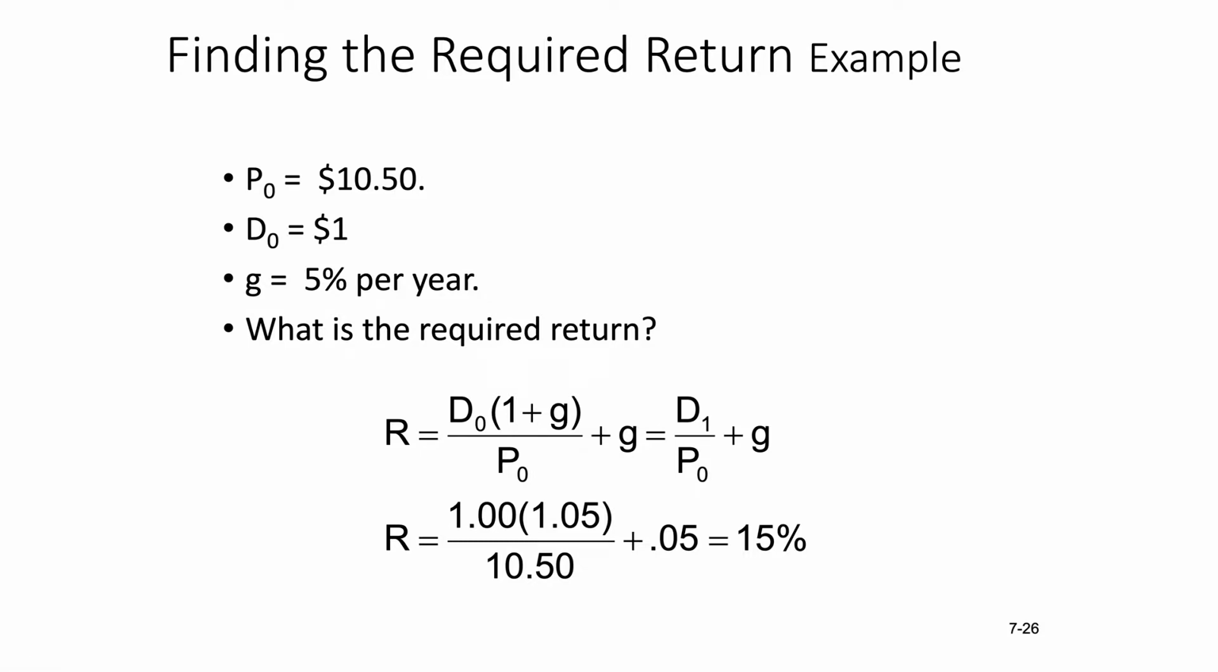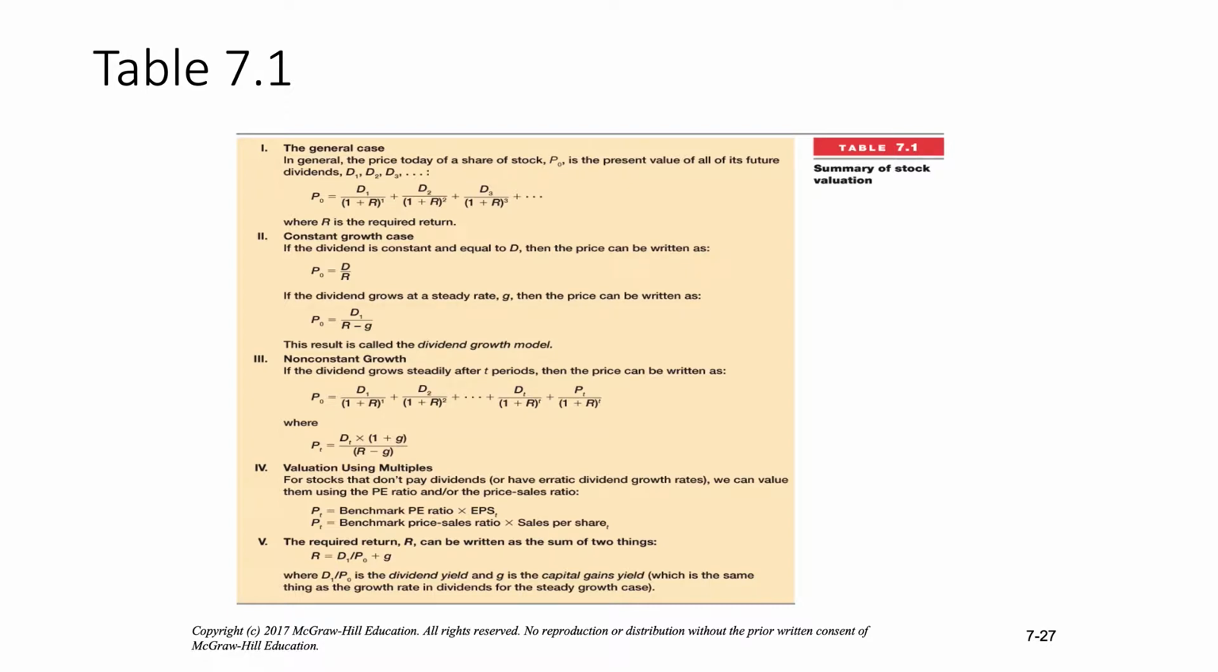The third type of non-constant growth model is too complicated. We're going to skip that. So for this class, we only do two. One is the zero growth model, which is the perpetuity, D divided by R. Second is the constant growth model. It's equal to D1 divided by R minus G. D1 equals D0 times 1 plus G. Let's ignore the other more complicated model.